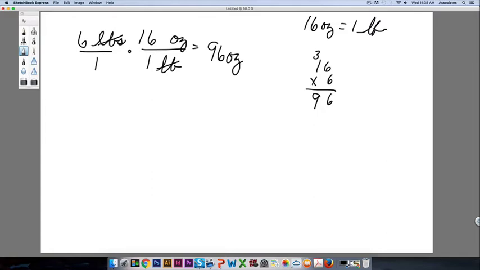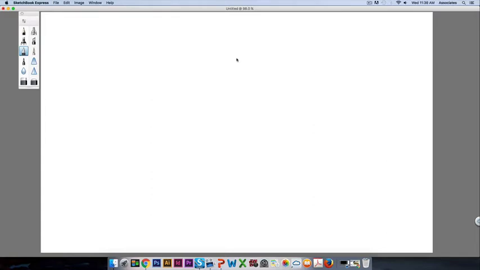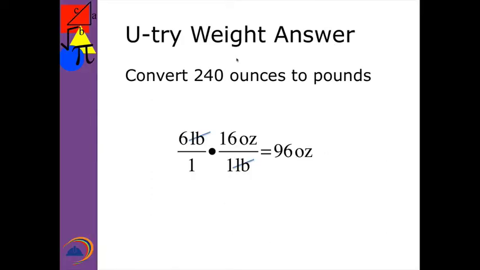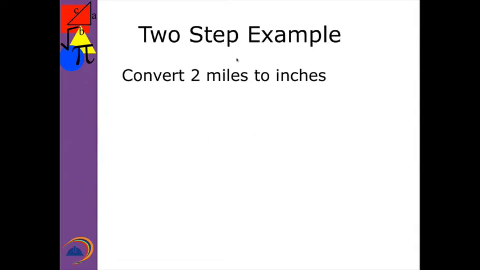Welcome back. Let's go back to our PowerPoint. Let's check. Oh, we got it right. Now, the next one is going to be a little more confusing because it's going to be a 2-step. We're going to convert miles to inches. If you notice on your conversion sheet, there's no conversion for miles to inches. So we're going to have to do 2 conversions. I want you to figure out how to convert miles to feet and feet to inches. Find those 2 conversion facts on your conversion sheet.